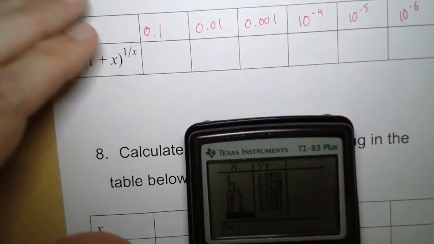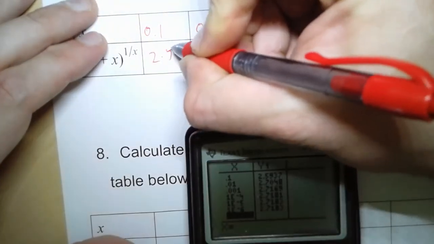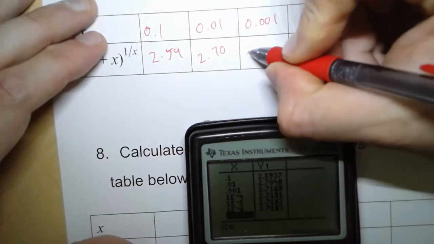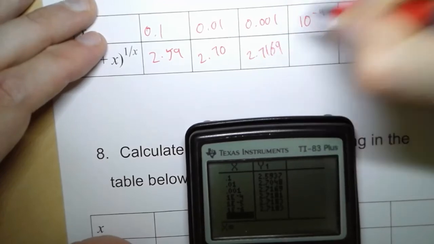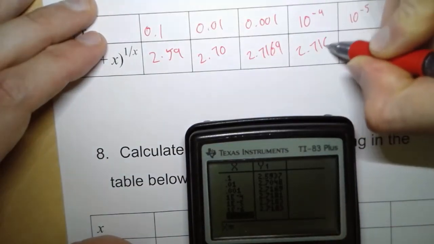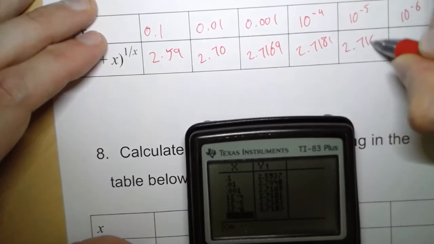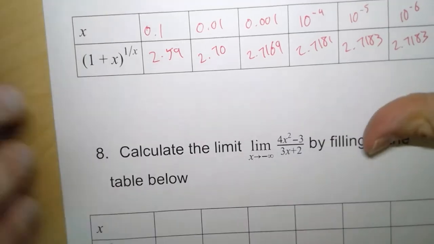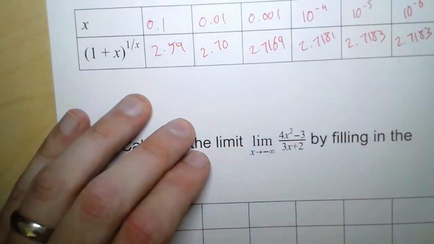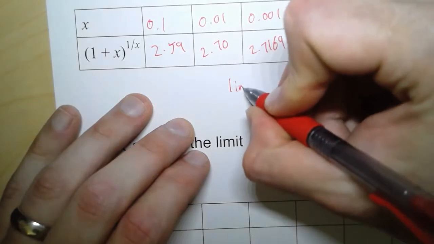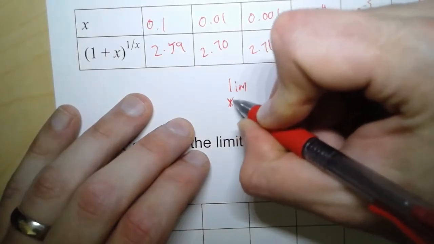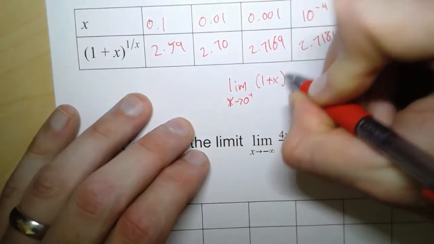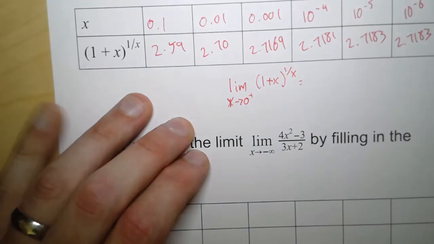So writing this down, we're going to have 2.59, 2.70, 2.7169, 2.7181, 2.7183, 2.7183. So that decimal seems to lock in pretty closely at 2.7183. So as x approaches 0 from the positive side, 1 plus x to the 1 over x is equal to this decimal.